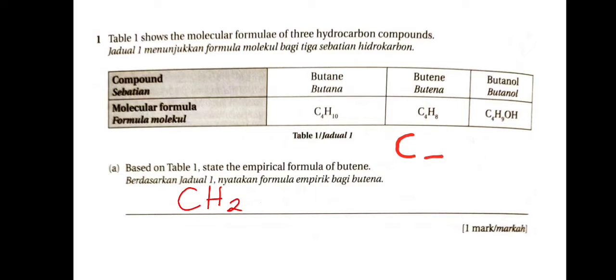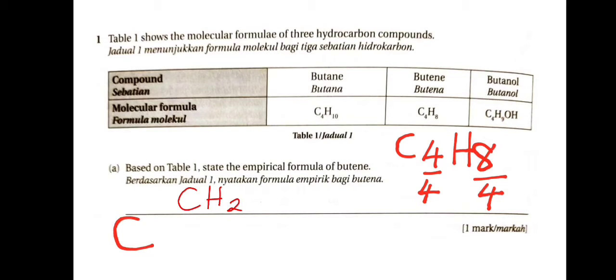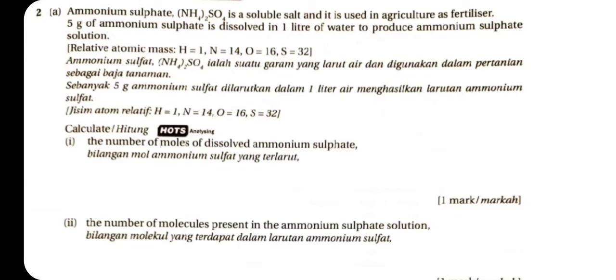C4H8. Okay, cuba ini bahagi 4. Di sini pun bahagi 4. So jawapan kita ialah C. 4 bahagi 4, 1. No need to write the number 1. H dia 8 bahagi 4, 2. So CH2. The empirical formula for butene is CH2. 1 mark.